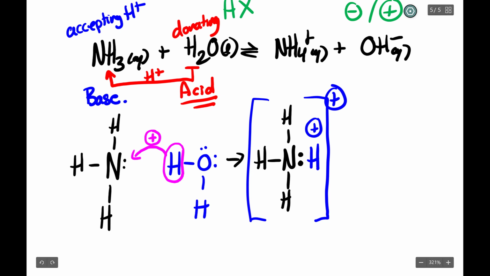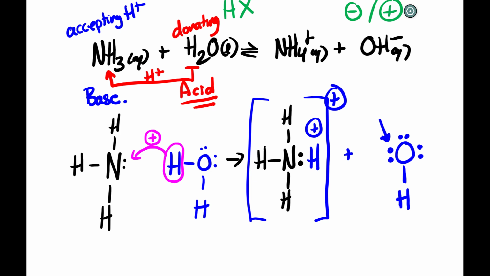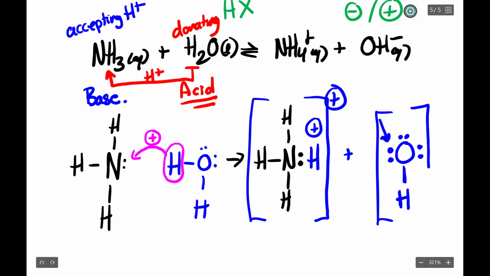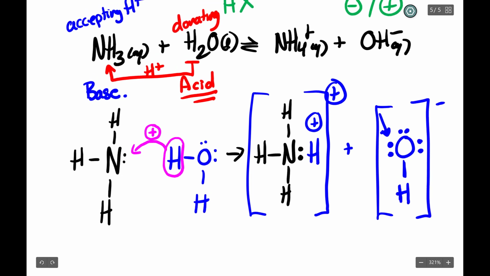Now, what's left of the water? Well, what's left of the water is this. That lone pair of electrons that was used for bonding is still there. It still has its other two pairs of electrons, and then it has this hydrogen. Now, because it has one more electron than protons, this is negatively charged and is known as hydroxide. And hydroxide is base. That is what base is. Base is a hydroxide ion.